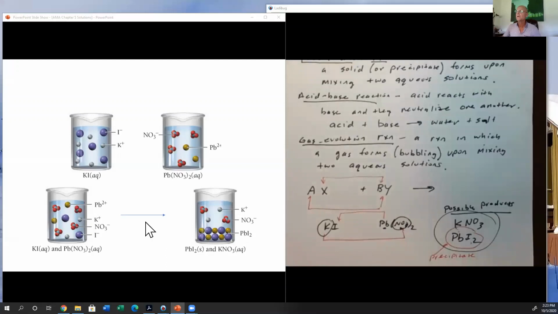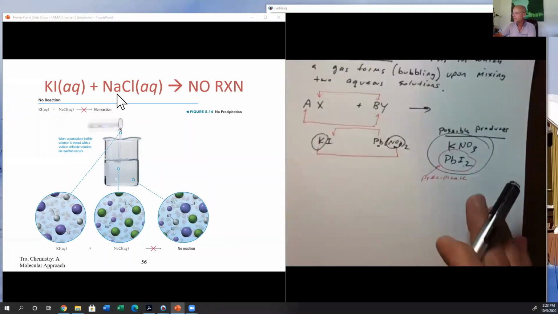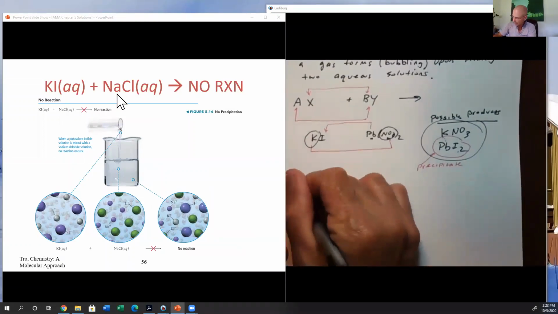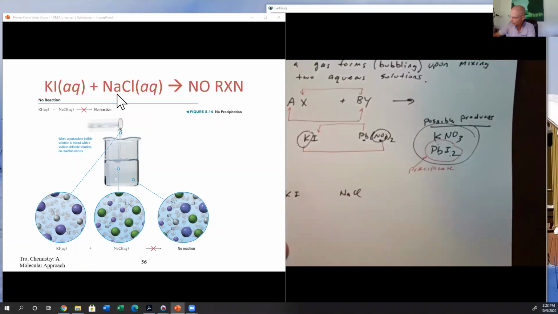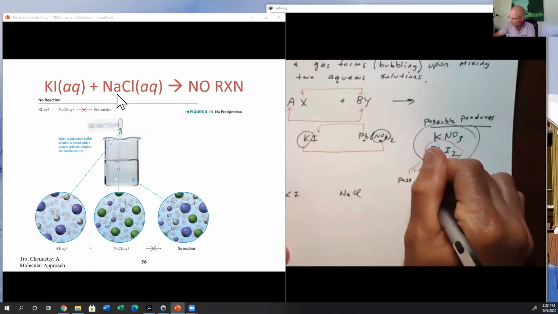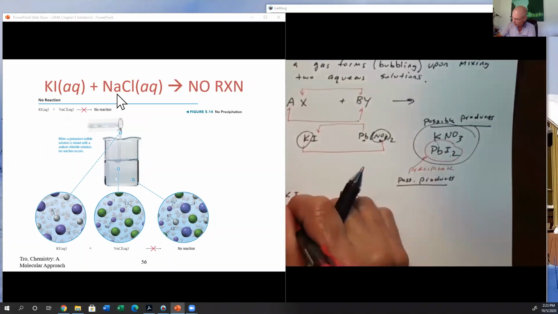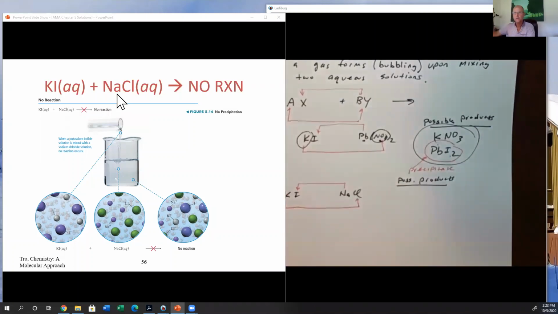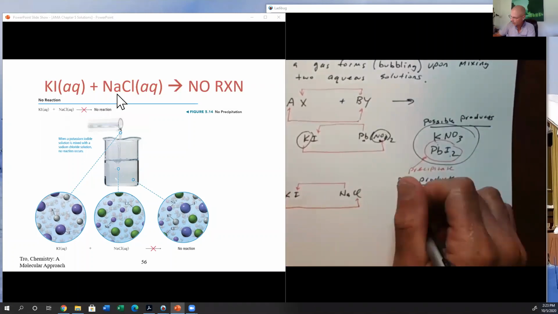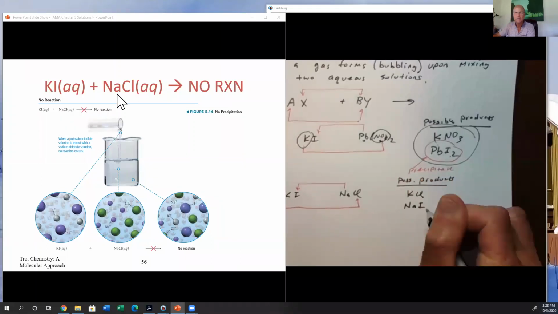Okay. All right. Let's look at another example. Here's potassium iodide and sodium chloride. So we do the same thing here. And then we say, okay, what are the possible products? Again, we're going to take the cation of one with the anion of the other, and the cation of the other with the anion of the one. So my possible products are going to be potassium chloride or sodium iodide.